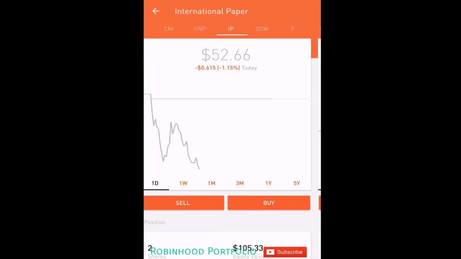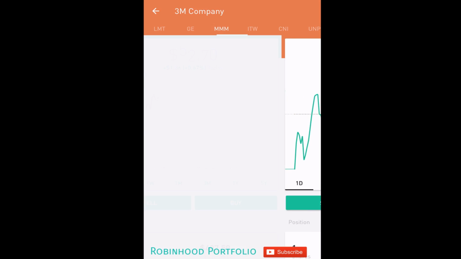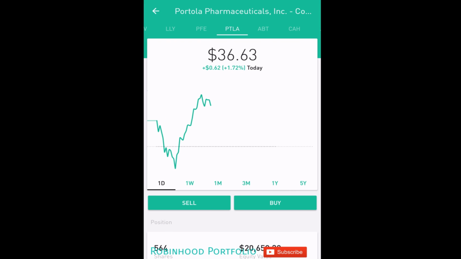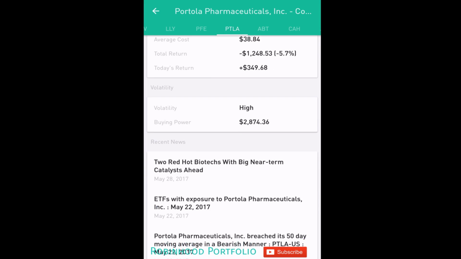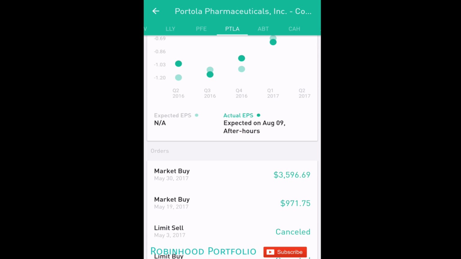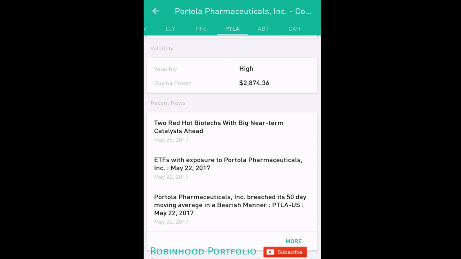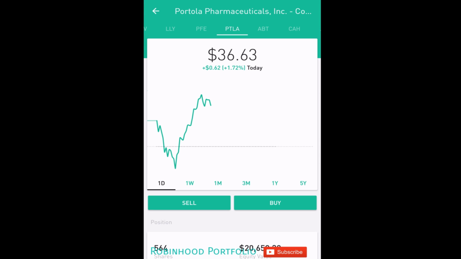Let's just go through some of my stocks here as we wait, to update you guys on some of the plays I made yesterday. I put in an order for Portola. You can see that on the bottom here. Bought almost $3,600 worth of stock, 100 shares, and you can see it's trended up very nicely, $36.63. So I made about $50 to $75 on that particular trade so far.